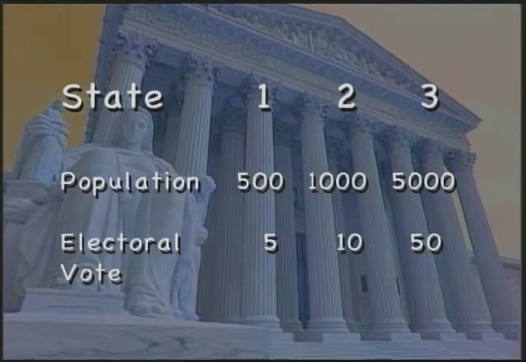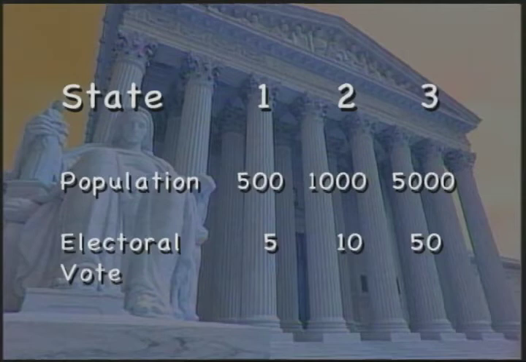States 1, 2, and 3, and you've got the populations of each state. State number 1 has the smallest population of 500 people. Let's make it easy and give it 5 electoral votes total, because it's based roughly upon population. State number 2 has 1,000 people, twice as many people. Let's give it twice as many electoral votes, 10 electoral votes. State number 3 is a little bit bigger state. It's got 5,000 people, and therefore it's got 50 electoral votes. So 5 times as much as state number 2, we'll give it 5 times as many electoral votes.